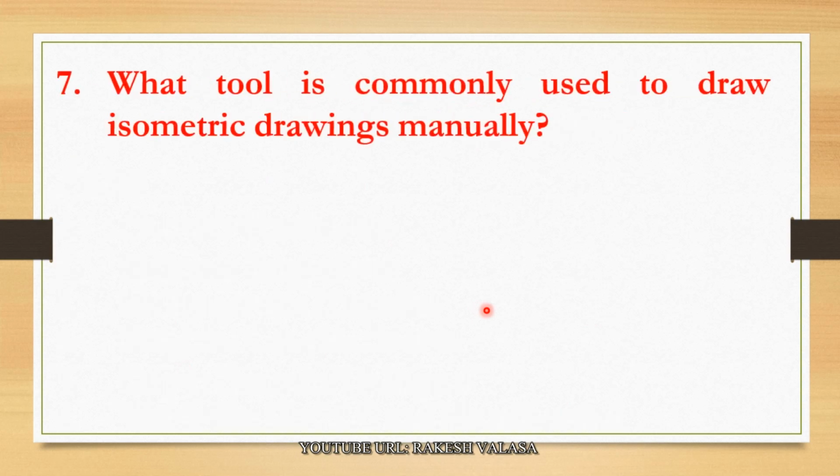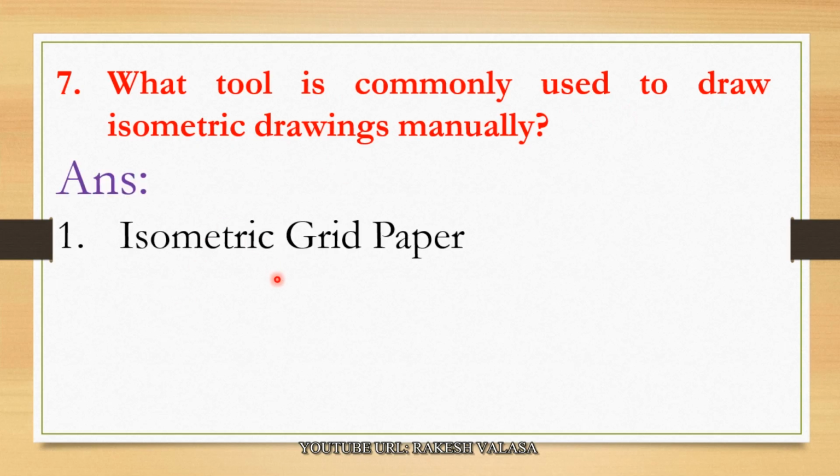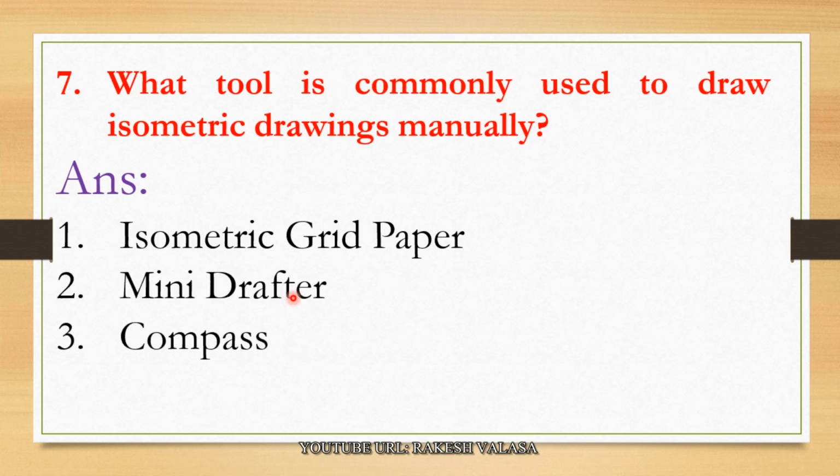Question number 7. What tool is commonly used to draw isometric drawings manually? The answer is isometric grid paper, second one mini drafter, third one compass. These are a few important tools commonly used to draw isometric drawings manually.